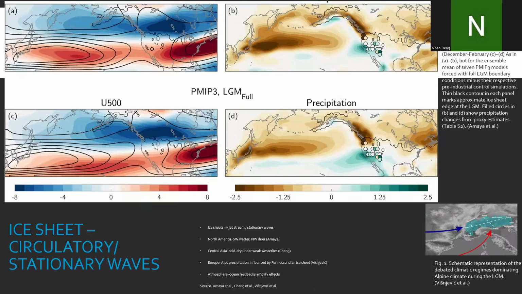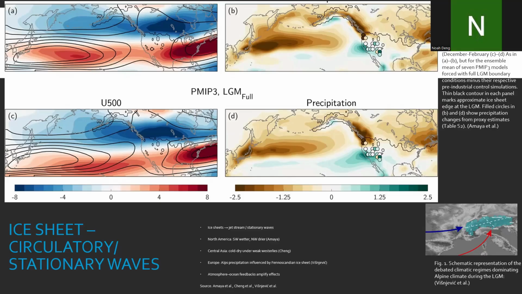Ice sheets didn't just sit there. They reshaped atmospheric circulation across the northern hemisphere. Amaya et al.'s study, which is Figure 2 on the image, showed that northern hemisphere ice sheets shifted the North Pacific jet stream and altered precipitation across the west coast of North America. The southwest became wetter, while the Pacific Northwest dried, largely due to ice sheet albedo changing ocean temperatures, which reinforced icy feedbacks.